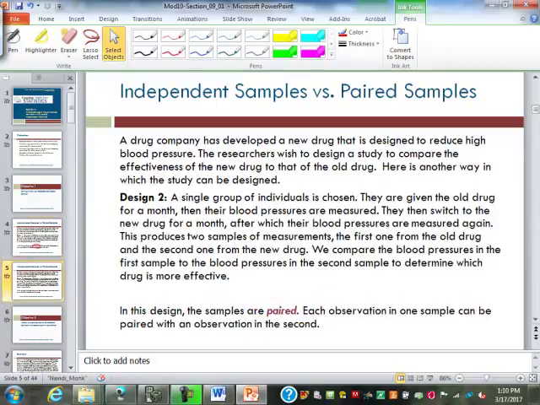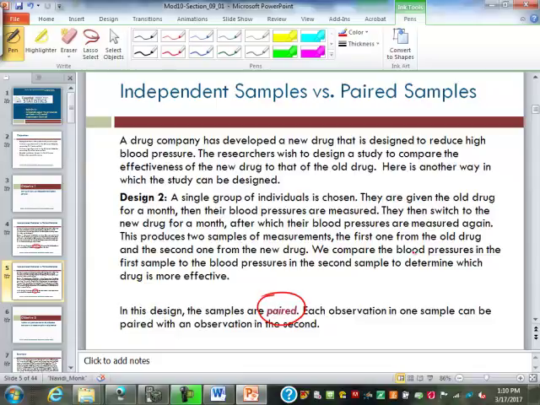Now the second design here is going to be a dependent sample or paired sample. Drug company, same situation, drug company has this new drug that they want to test. So our design 2, a single group of individuals is chosen. They are given the old drug for a month, and their blood pressure is measured. They then switch to the new drug for a month, after which each blood pressure is measured again. This produces two sample measurements from the same sample, one from the old drug and one from the new drug. So we compare the blood pressures between each. So this is what we call a paired test. It is not independent. We use the same sample and we use two different treatments.